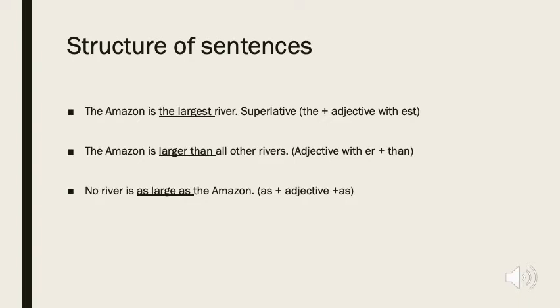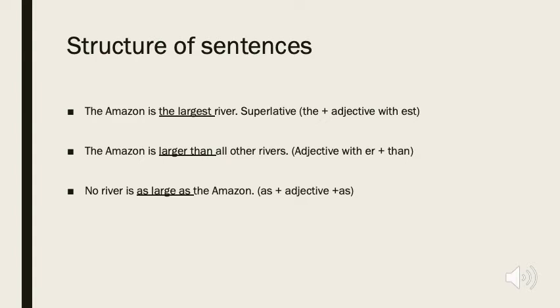Now, when we rewrite the sentence in the comparative form, the adjective largest will become larger. Largest is the superlative form, larger is the comparative form. So, larger has to be followed by than. Now that we have larger than in position, we can frame the rest of the sentence. We begin with the same subject and the verb. The Amazon is, then the adjective larger than. What should come after that? Naturally, it will be all other rivers. So that is the comparative form. The Amazon is larger than all other rivers.